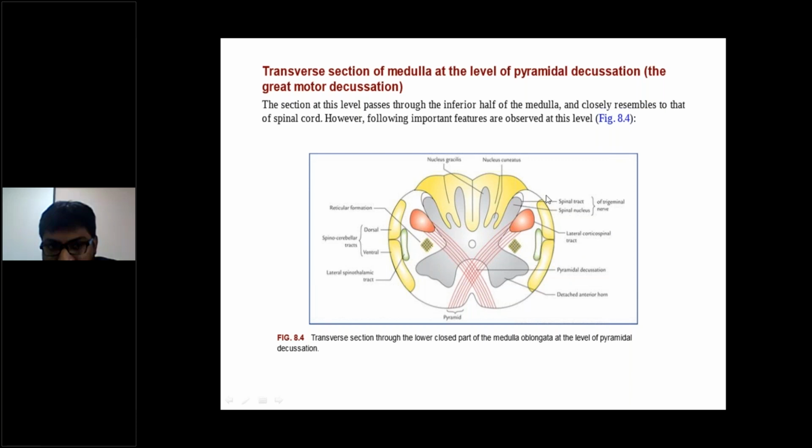Okay, this is the spinal nucleus of the trigeminal nerve. See, fifth nerve nucleus, spinal nucleus of the trigeminal nerve. Remember this.